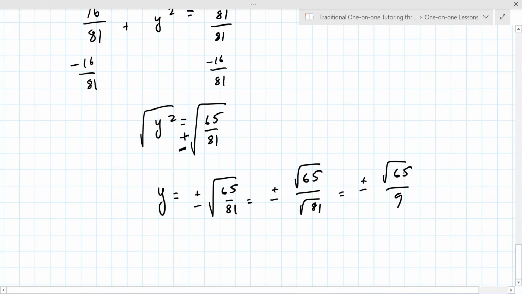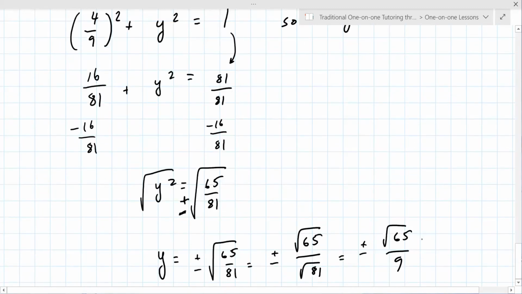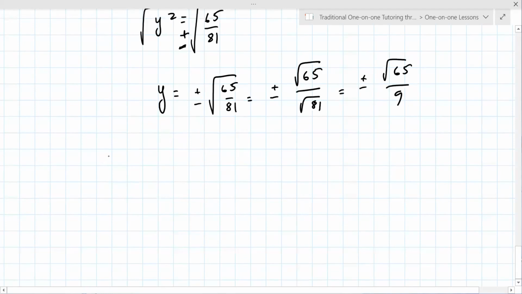65 is only divisible by 5 and 13, so it just remains like that. But if you go back and look at the question, it says y has to be negative, so you choose the negative one here. But that's not the final answer, because it wants you to find cosecant of theta. Cosecant of theta is 1 over the sine of theta. Sine of theta is the y value, or the second value. So it's 1 over negative square root of 65 over 9.